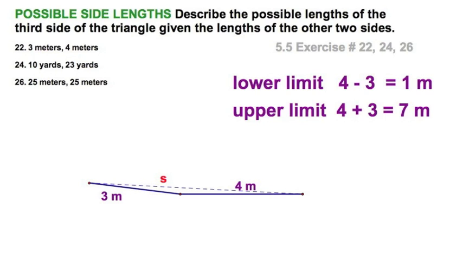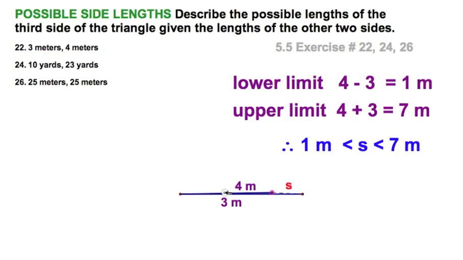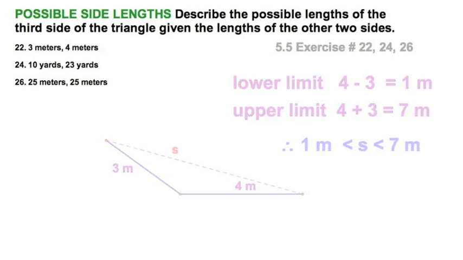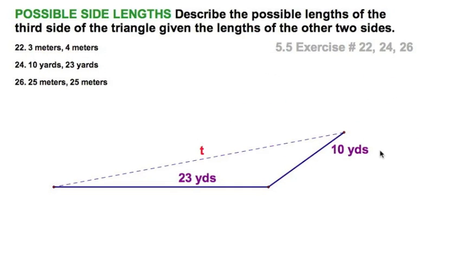We can express this as an inequality. S is between, I like that word, between, which is greater than 1, not equal to, and less than 7, not equal to. There you go. Between 1 and 7. Okay, that's one exercise, and we can speed it up now. You got the idea. Let's look at 24 for T.